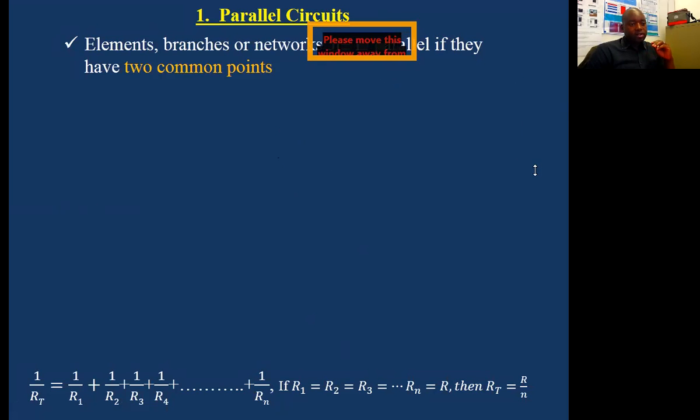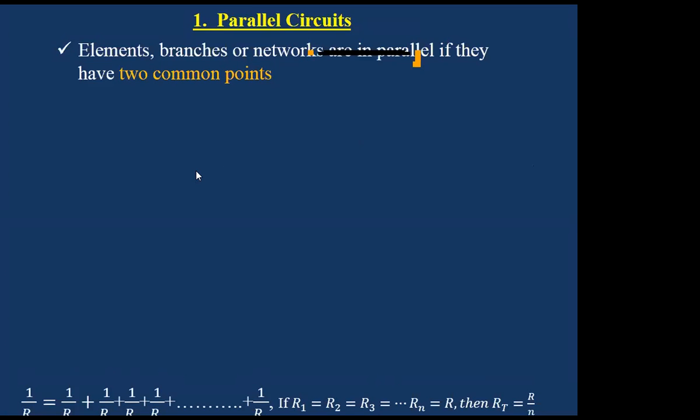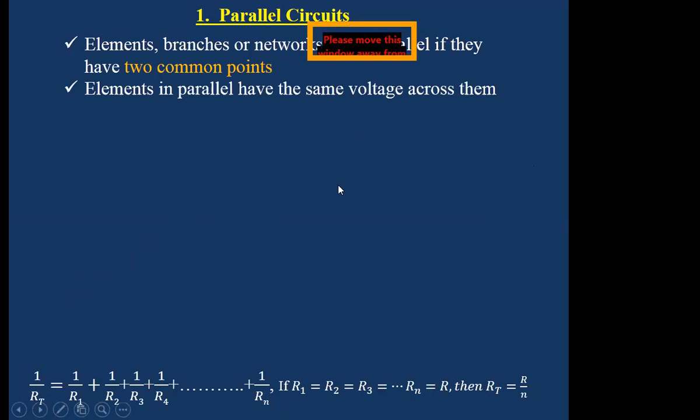So, for us to identify a parallel circuit, all we have to notice is that if there is a parallel network, then there should be two common points between the networks or between the elements. So if two networks have two common points, then they are in parallel, or if two components have two common points, they are in parallel. So that's how we identify a parallel network, right?